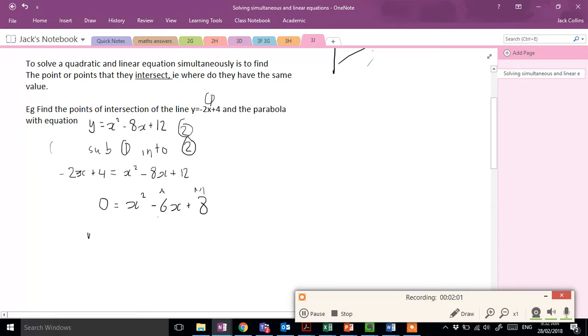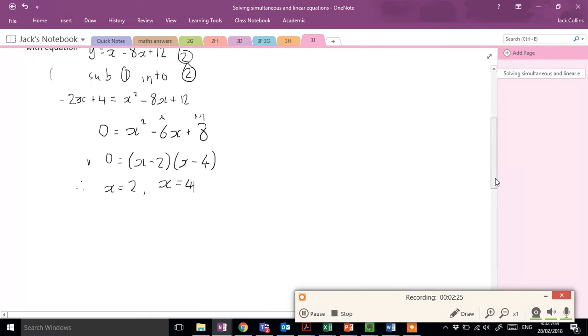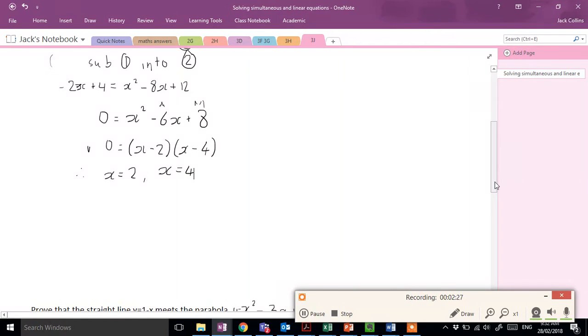So what adds to give negative 6 and multiplies to give 8? Negative 2 and negative 4. So it's equal to x minus 2 and x minus 4. Therefore, x is either equal to 2 or x is equal to 4. So that means that these two lines intersect at x equals 2 and 4.